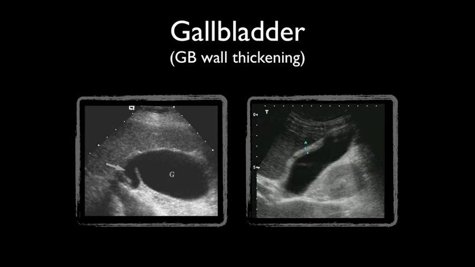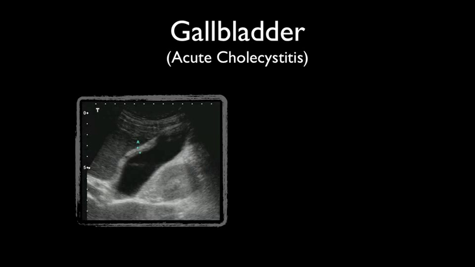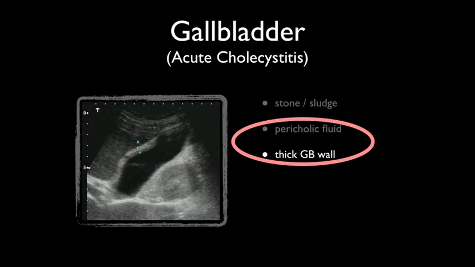Things we would like to see for the diagnosis of acute cholecystitis are as follows: stones or sludge within the gallbladder, pericholecystic fluid, and a thickened gallbladder wall greater than 3 millimeters. Be careful with these two findings, which can also be seen if the patient has ascites. Check for the sonographic Murphy sign.